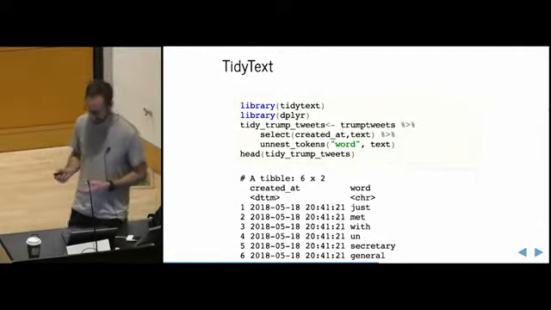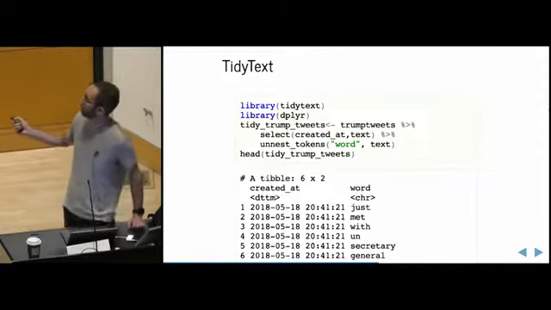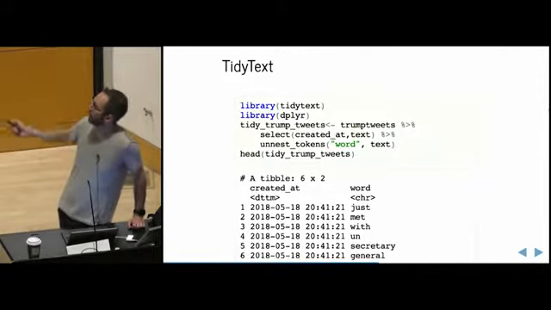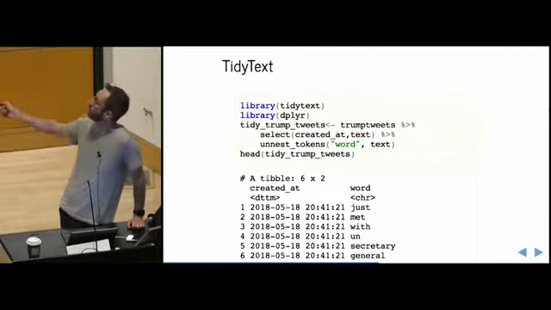Okay, so here's what a TidyText representation of a text would look like from our Trump tweets. If you are new to R, you may not know what these pipes are, this little snippet of code here.